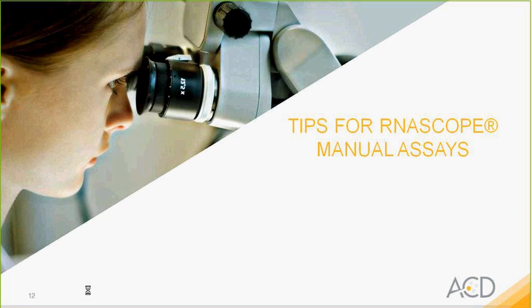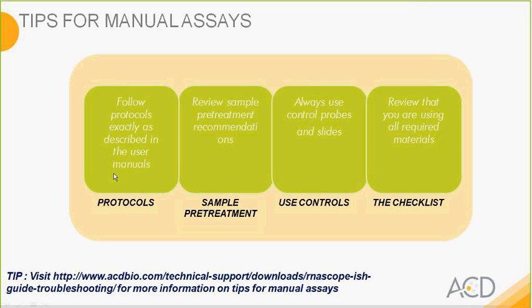So we'll now discuss tips for RNAscope manual assays. For manual assays, we recommend that you revisit your protocols. For existing users, you will note that some of the protocol workflow has changed, so we encourage you to visit our website and review our protocol as we go through frequent revisions. For sample pretreatment, you can utilize our sample pretreatment guideline, and we recommend that you use controls, especially when you're starting with new samples. We also recommend that you revisit the checklist to make sure that you're using the reagents and equipment that we recommend.